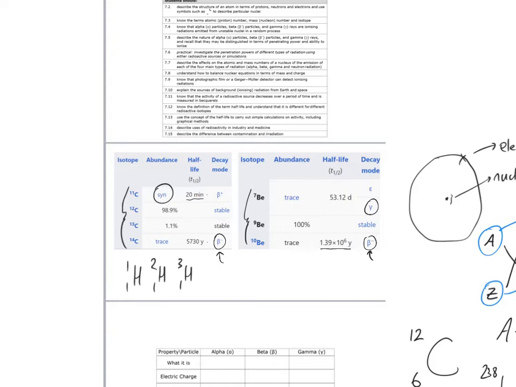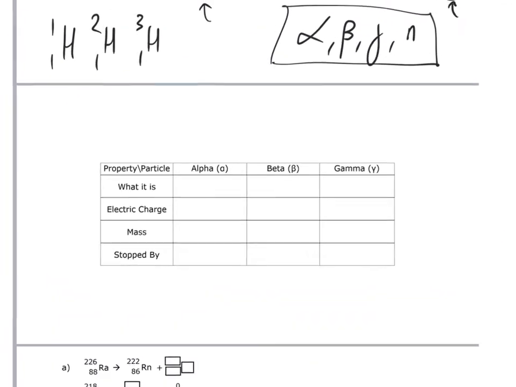At IGCSE, we only need to know alpha, beta, gamma, and then something called neutron emission. Don't worry too much about these beta pluses and this epsilon, I should say, at the top here. That brings me on quite nicely to radiation.